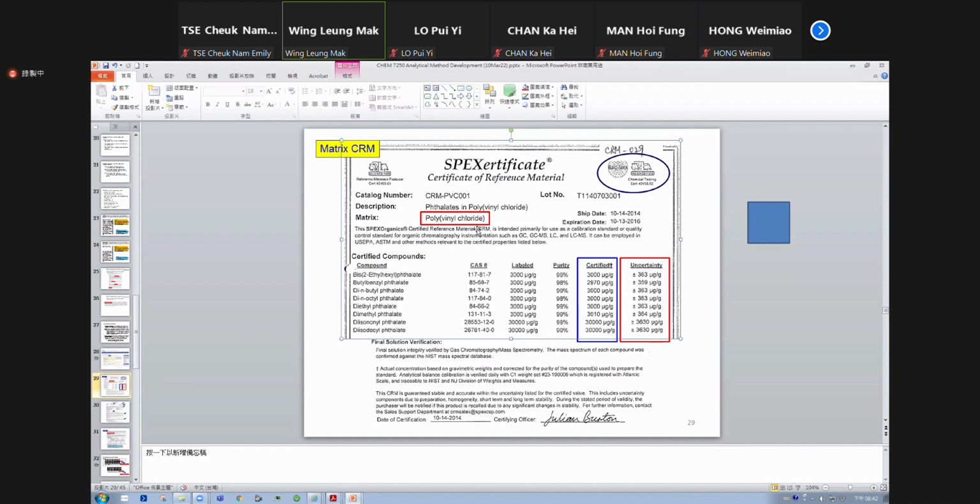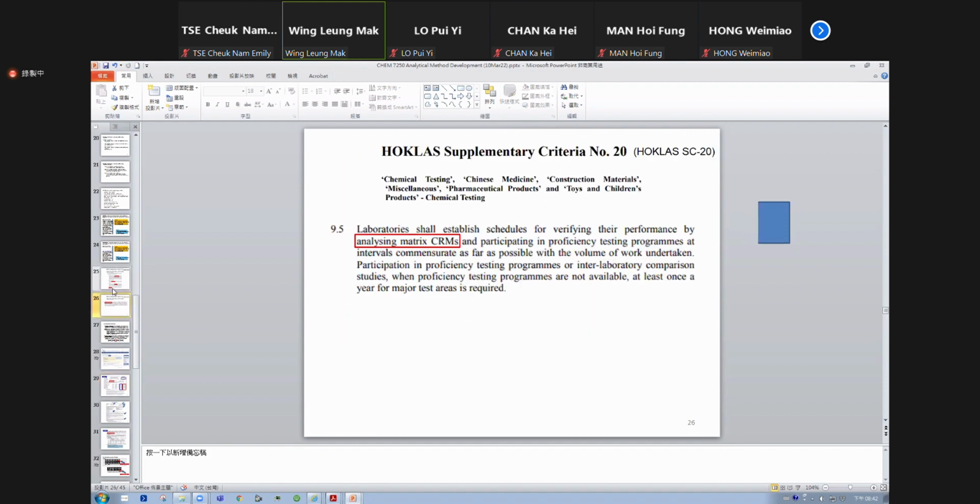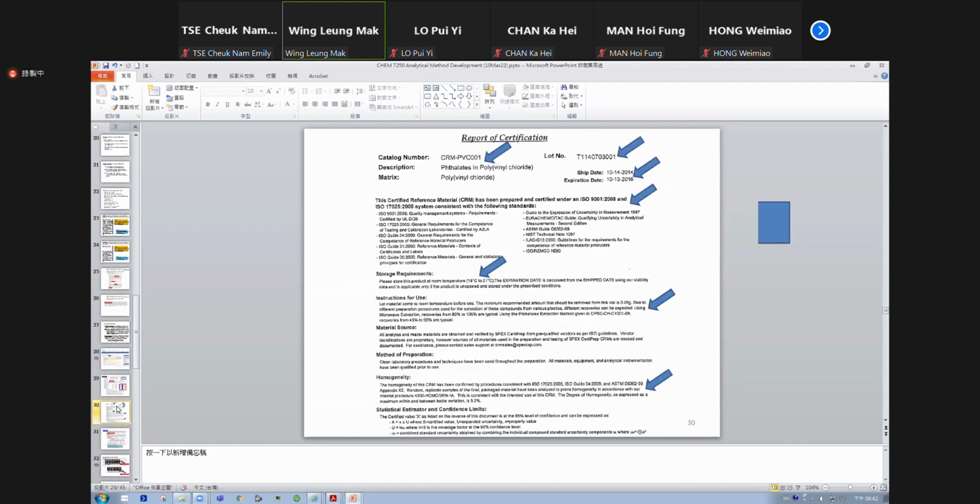Uncertainty, plus or minus. Let's see, we have more information.